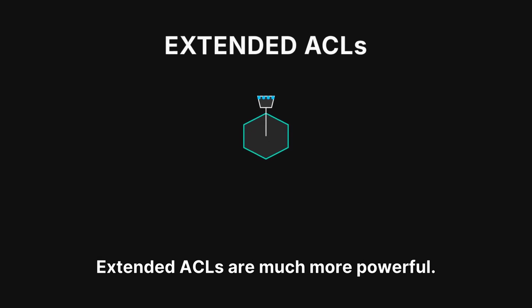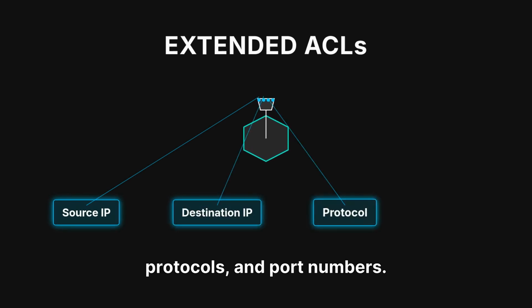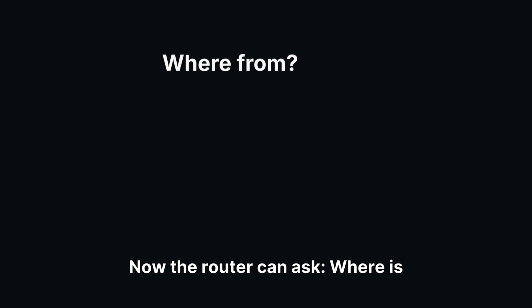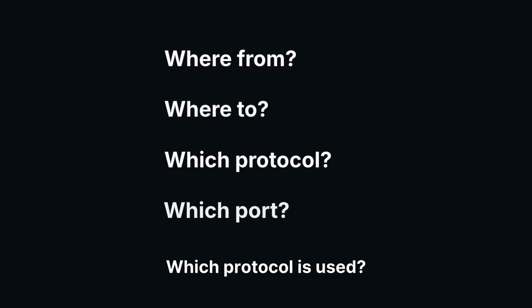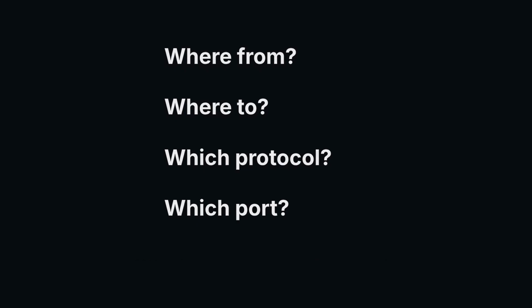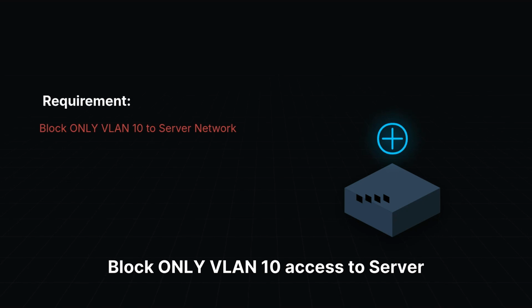Now let us move into extended ACLs. Extended ACLs are much more powerful. They can check source IP, destination IP, protocols, and port numbers. Now the router can ask, where is traffic coming from? Where is it going? Which protocol is used? Which application port is used?